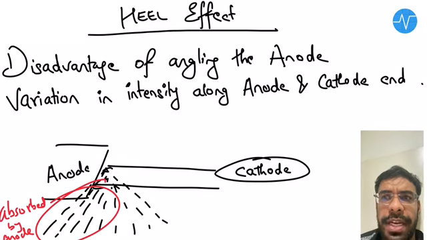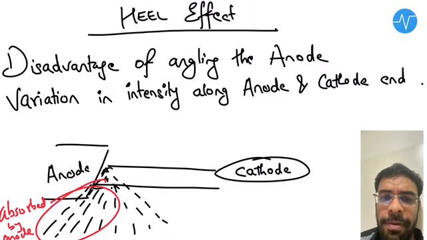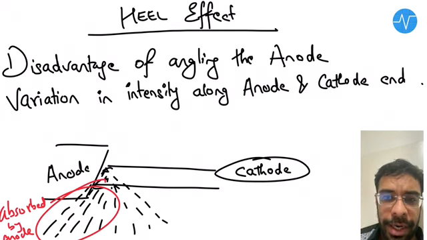Now the next effect is the heel effect. Now, what is the heel effect? It is a disadvantage of angling the anode. We have tilted the anode in the line focus principle, and there is a disadvantage which is known as the heel effect. What is the heel effect? It is the variation in X-ray intensity along the anode and the cathode end.